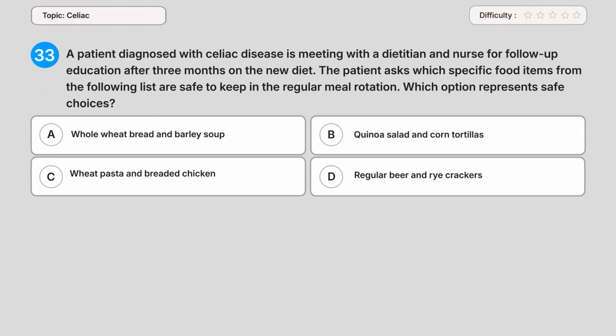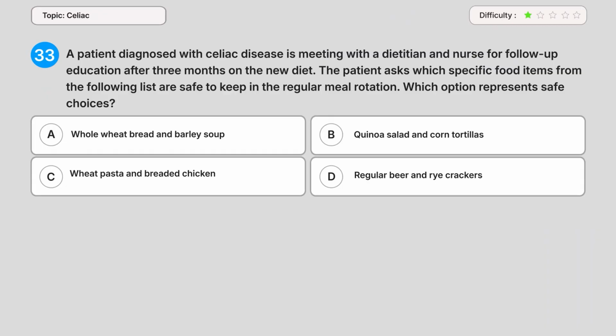Question 33. A patient diagnosed with celiac disease is meeting with a dietitian and nurse for follow-up education after 3 months on the new diet. The patient asks which specific food items from the following list are safe to keep in the regular meal rotation. Which option represents safe choices?